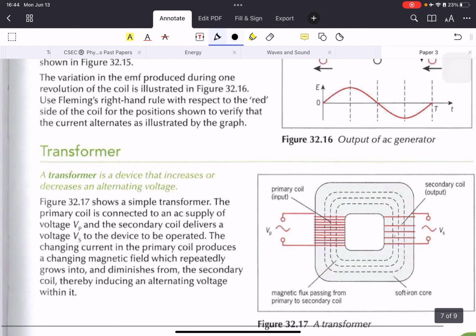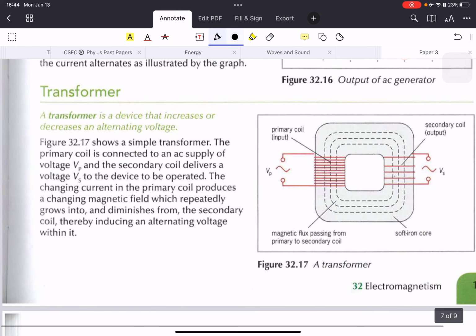The next part, finally, is transformers. There's only one experiment again, and I highly doubt that they would ask you to do the experiment. So this might be just a plan and design, or they might give you the experiment and ask you to fill out a table and draw a graph or something. But before we get to that, let's just talk about transformers very quickly.